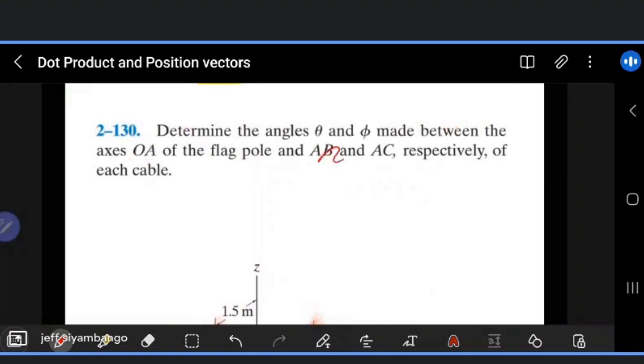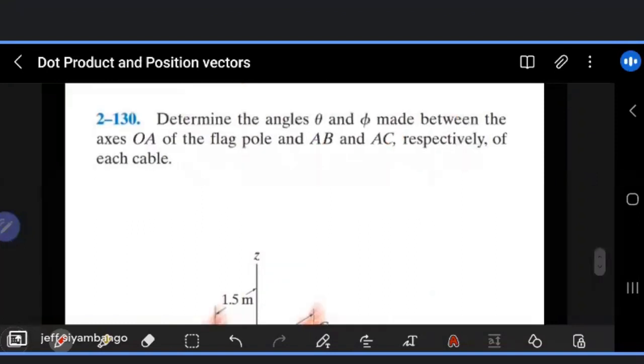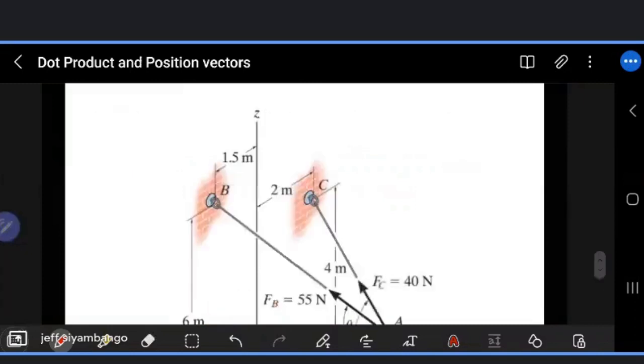flagpole AB and AC. So here, of course, OA is the flagpole. They want us to find the angles between the flagpole and AB, and also the angle between the flagpole and AC. So I have two questions. In the first part, we want theta. In the second part, we want phi. Now, how do we approach that?